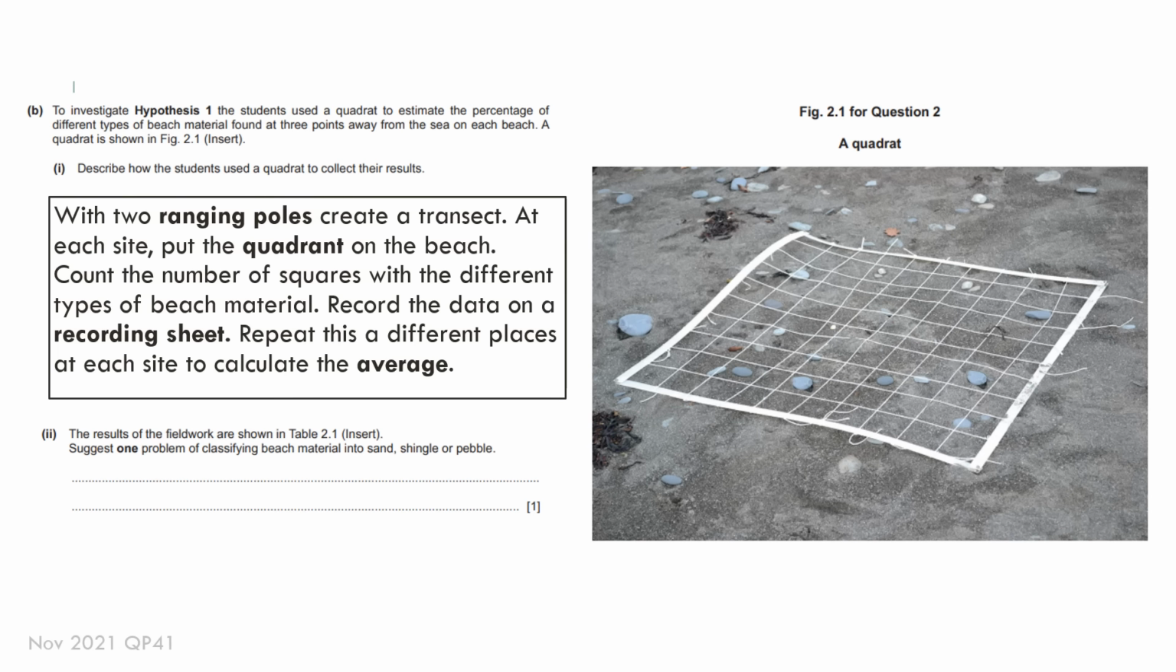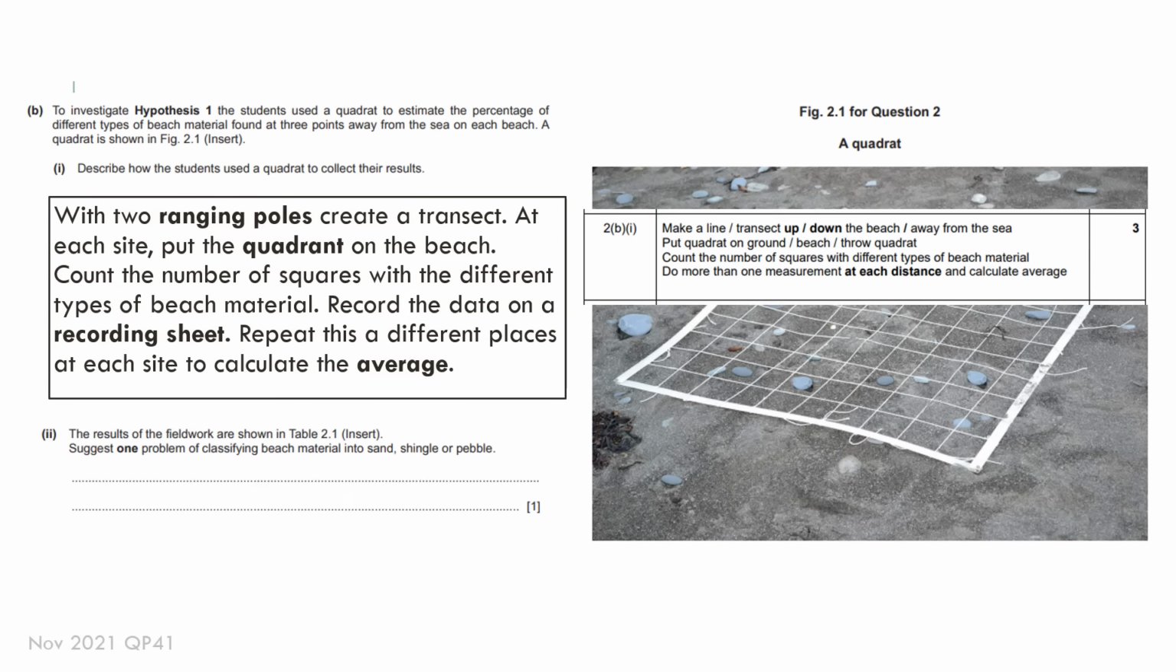Again, here, with two ranging poles, create a transect. At each site, put the quadrant on the beach. Count the number of squares of the different types of beach material. Record the data on a recording sheet. Repeat this in different places at each site to calculate the average. Look at the mark scheme. Yeah, ticking all the required responses there.